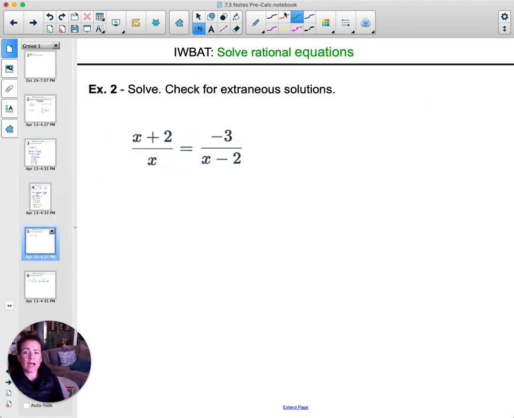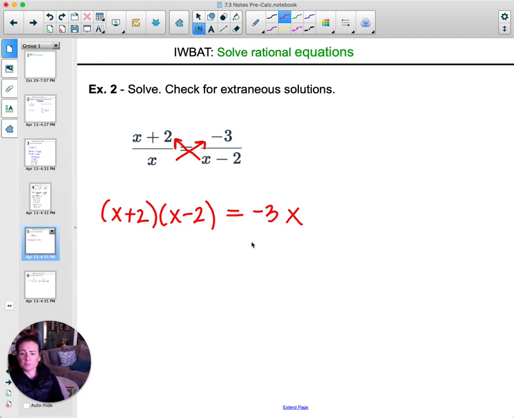Next problem is back to just two fractions that equal each other, so we can cross multiply here. So we'll do x plus 2 times x minus 2 on the left, and we'll do -3 times x on the right. So we'll want to multiply this out and expand it. This is a difference of squares, so that will multiply out to x squared. A minus 2x and a plus 2x is 0, and then 2 and -2 is -4, and then equals -3x.